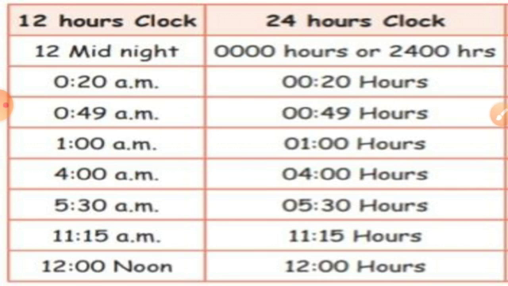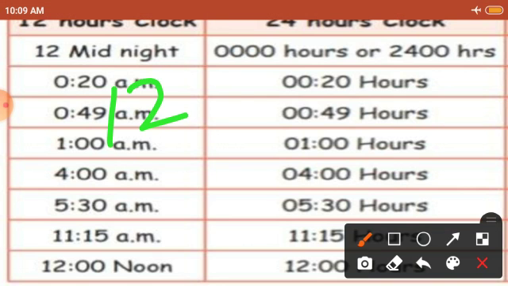Let's see more conversions on this. Here they gave you a 12 hours clock, and let's see what will happen when we are converting this into a 24 hours clock. First one is 12 midnight. So it is also evening. This midnight denotes it is also evening. So you have to add 12 with it. So when you add 12 with 12, that means 12 with another 12.